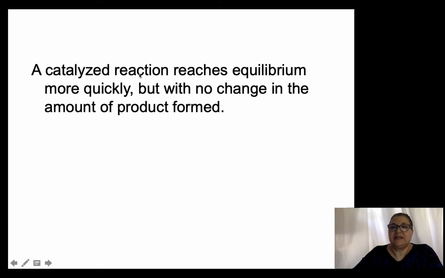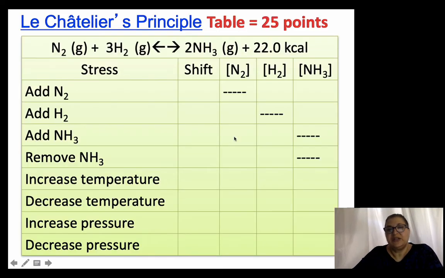Now, a catalyst. When you add a catalyst to a reaction, it helps to speed up the reaction, but it has no effect on the equilibrium. So no change. So you just write no change.